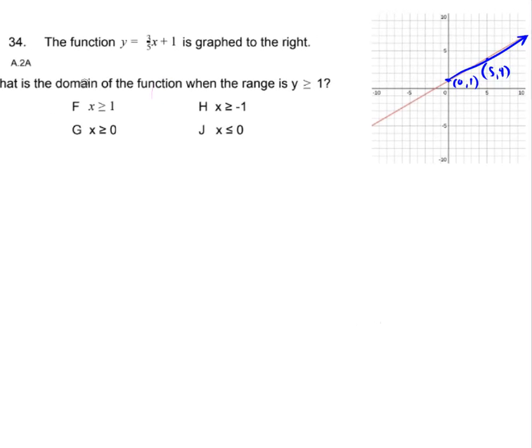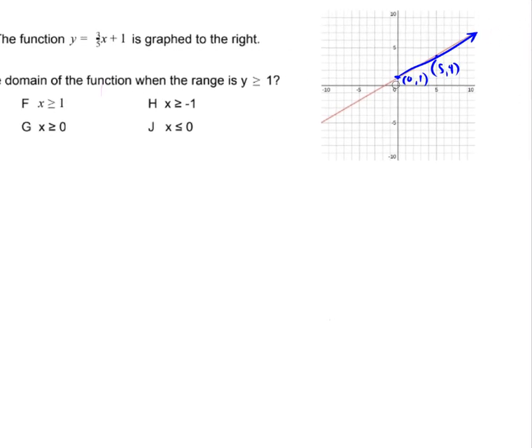What is the domain that gives me that? In other words, what are my x values that give me that? Well, we see the pattern of y being greater than 1 starts right here, and it goes all the way to really positive infinity, right? So x can be anything greater than 0, as long as x is greater than or even equal to 0, then that y value is going to be greater than 1. So my answer then is x is greater than or equal to 0, which is G.